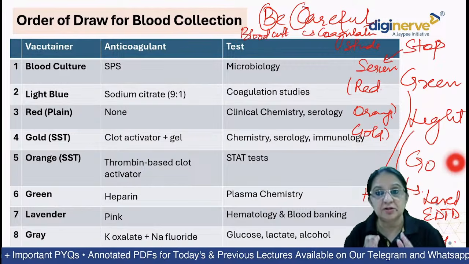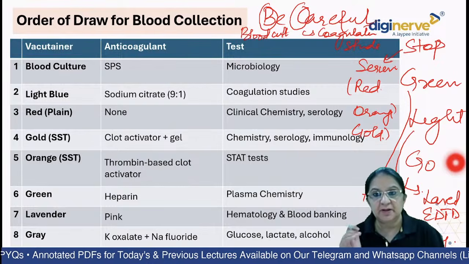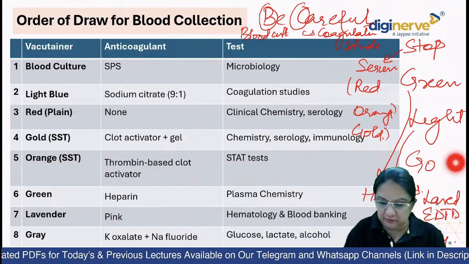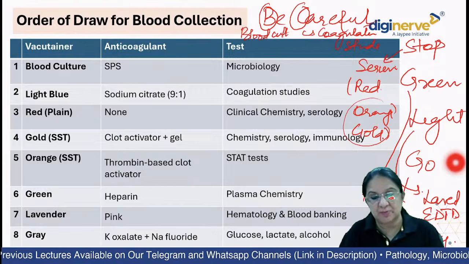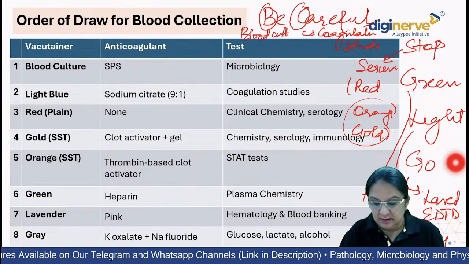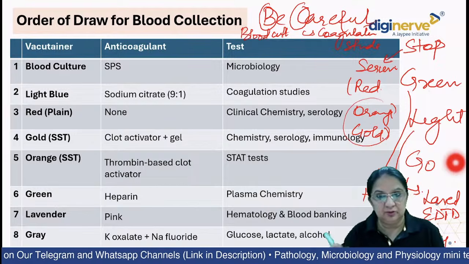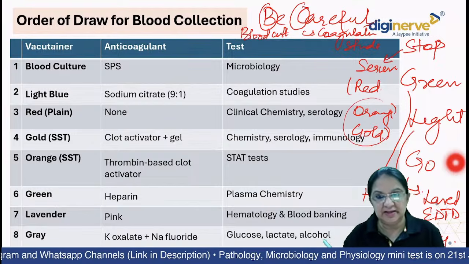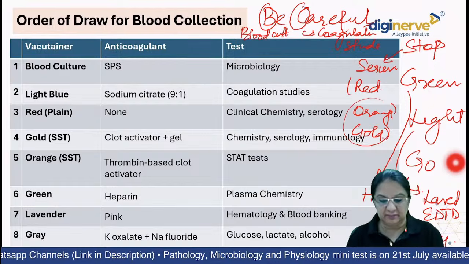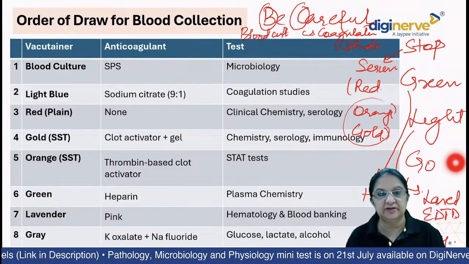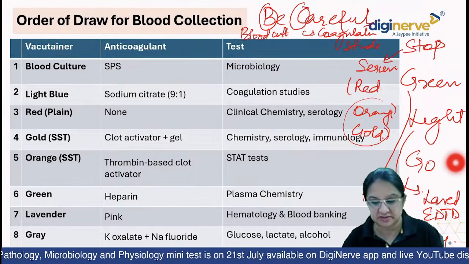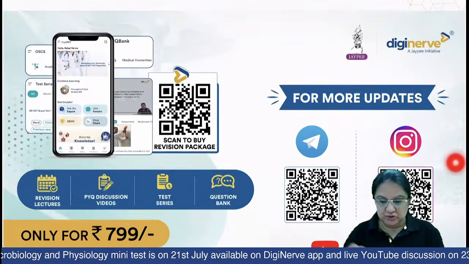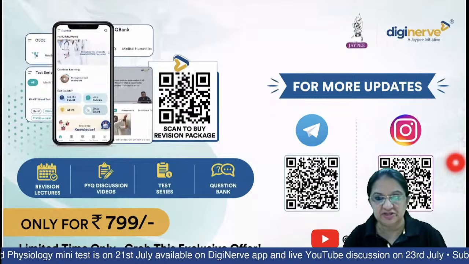Be careful. Stop, red, green light, go. Even if you cannot remember these, stop for red. Okay, stop is red. Green light, go. Green is heparin, L is lavender, go is gray. All right. So this is the order in which you have to collect the blood if you have been given multiple tests, right? All right. So with this, we finished the hematology section.